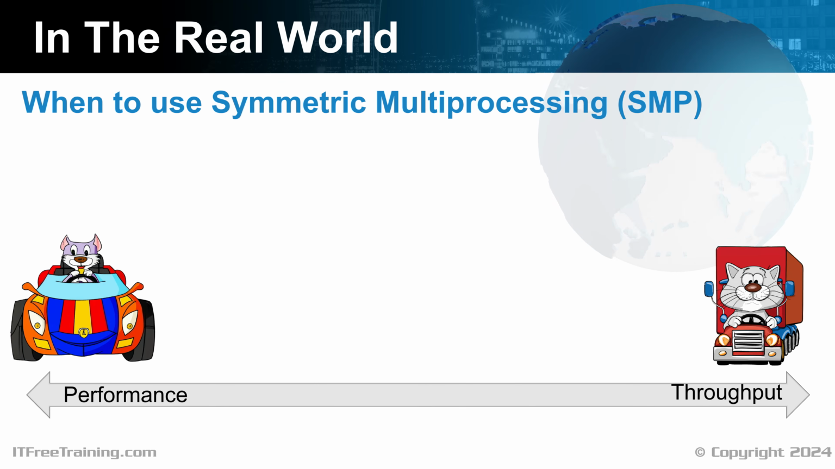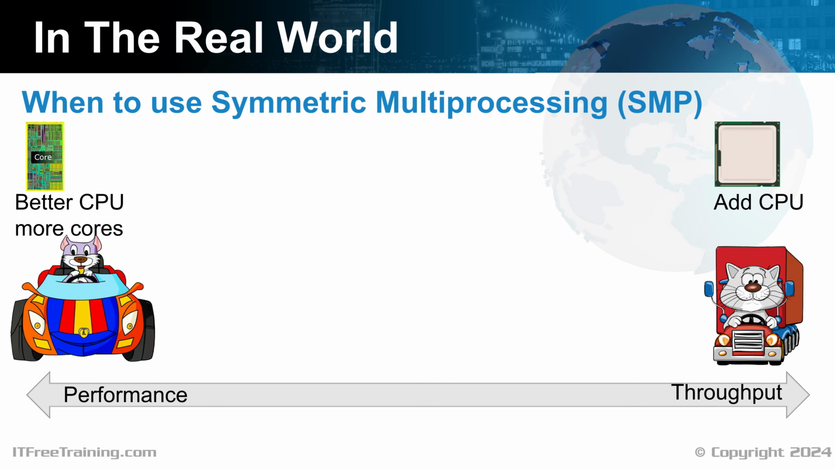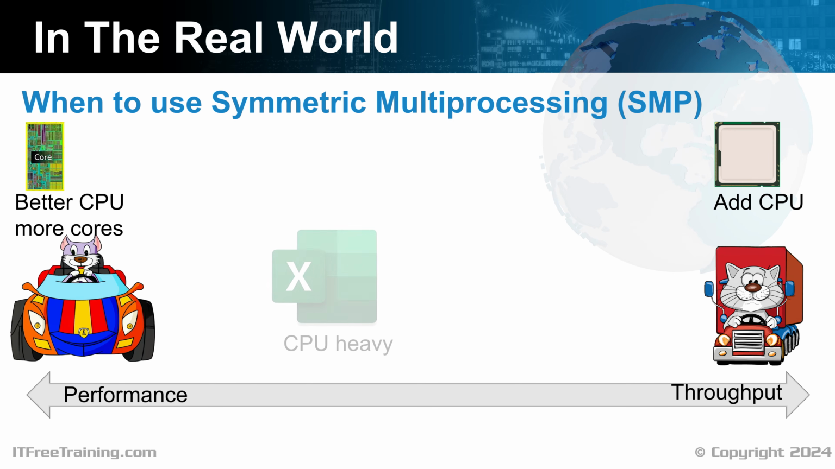In the real world, your choice between buying a better CPU with more cores or adding a CPU will come down generally to performance versus throughput. For example, if you're running CPU-heavy applications, you'd want to consider a better CPU. Nowadays, there are consumer CPUs with over 20 cores on the market. Rather than having the extra expense of purchasing a dual CPU motherboard and an extra CPU, it's often better off purchasing a better CPU, but not in all cases.